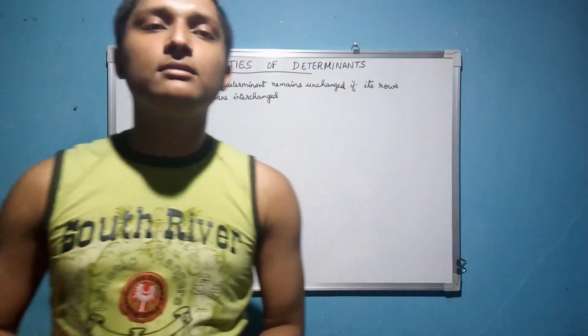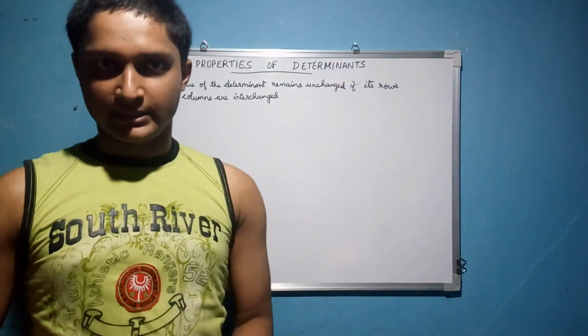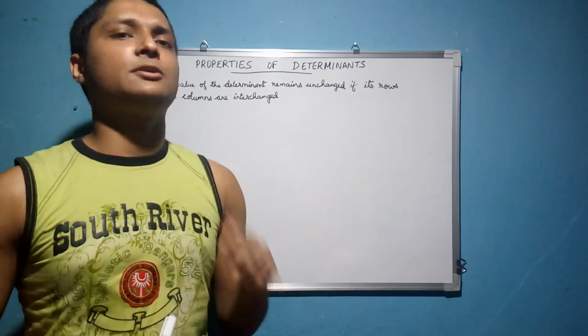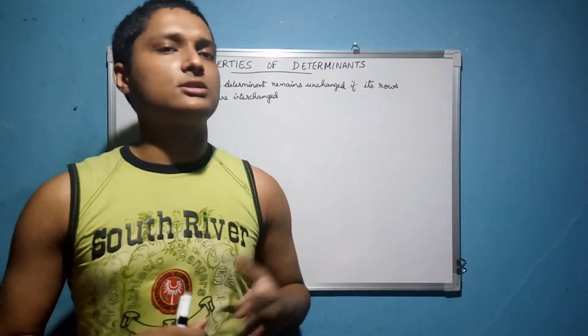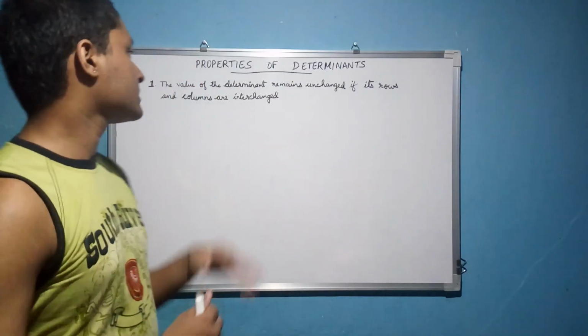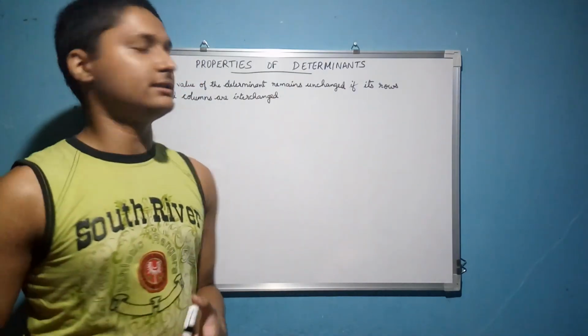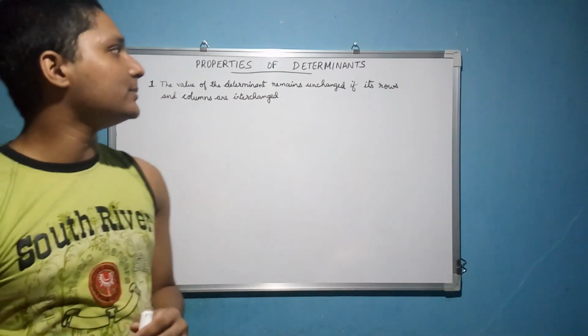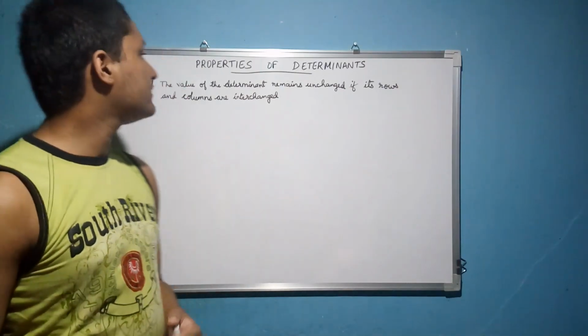Today we are going to learn about properties of determinants. There are several properties of determinants which we are going to use to solve so many questions. Most of them are "prove that" questions only here. So the first property I have written here is that the value of the determinant remains unchanged if its rows and columns are interchanged.